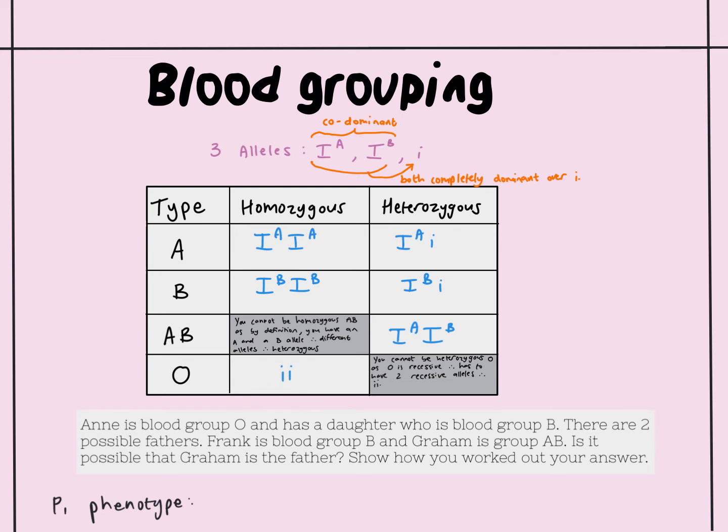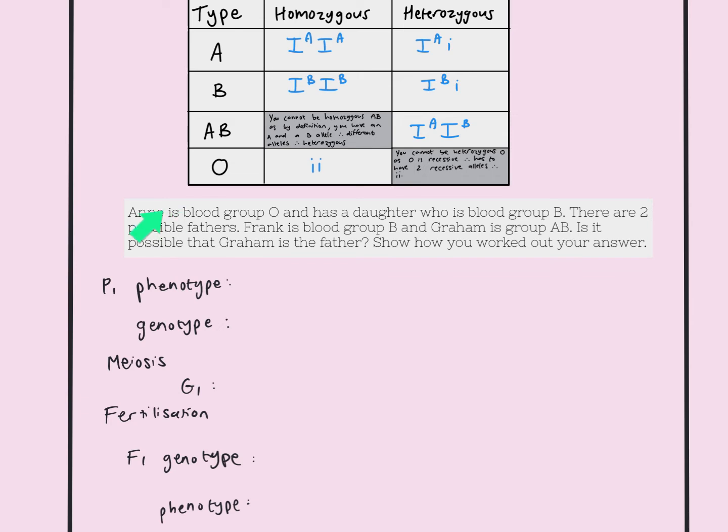Let's look at one example. So Anne is blood group O and has a daughter who is blood group B. There are two possible fathers. Frank is blood group B and Graham is blood group AB. Is it possible that Graham is the father? Show how you worked out your answer. So all you need to do is have this table in your mind. If Anne is blood group O, that is her genotype, and we need to check Graham's genotype because that's what the question is asking, and his genotype will be IAIB.